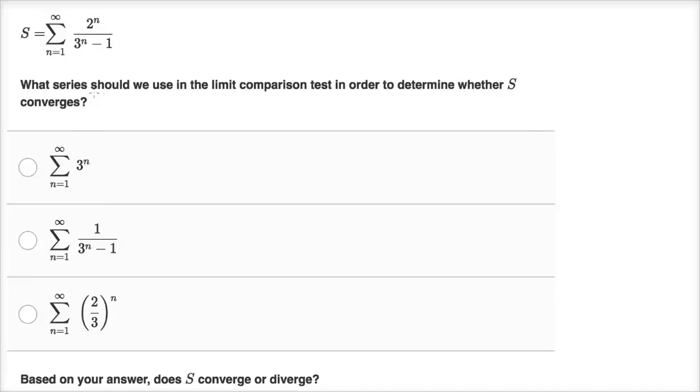So we're given a series here, and they say, what series should we use in the limit comparison test? Let me underline that, the limit comparison test, in order to determine whether S converges. So let's just remind ourselves about the limit comparison test.